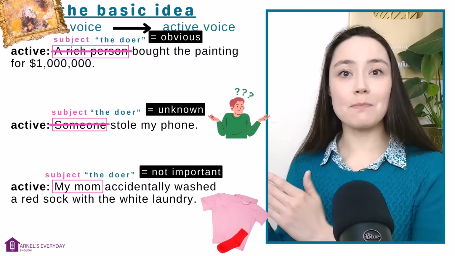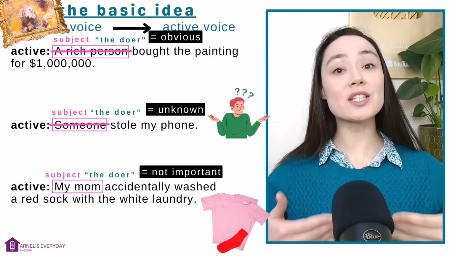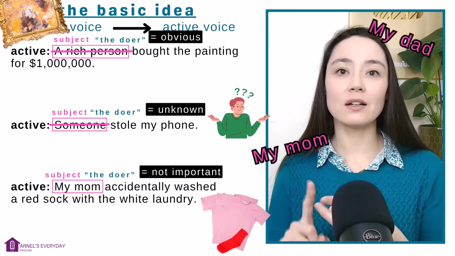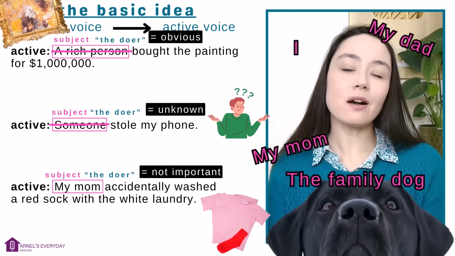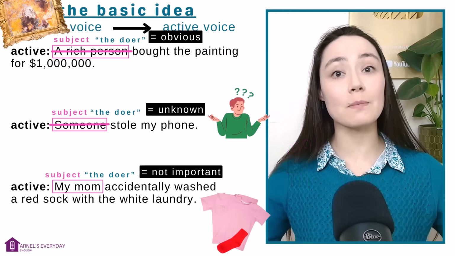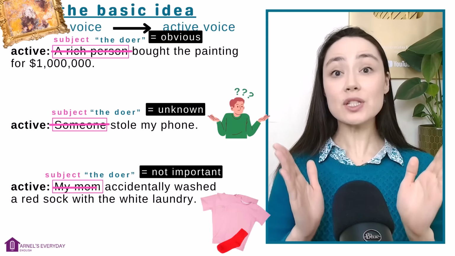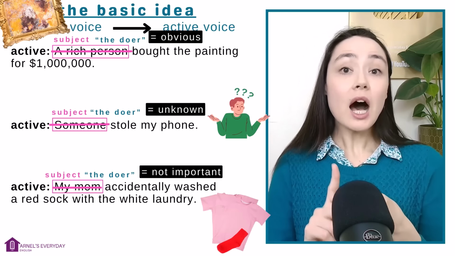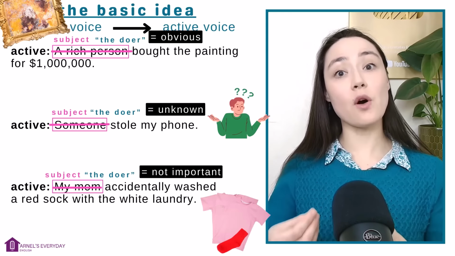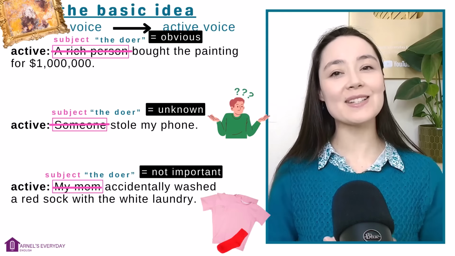Sometimes the subject is just not important. Do I mean my mom is not important? No, I mean the result is the same. My mom, my dad, I, the family dog. The subject is not important because the result is the same. We don't need this subject. If your subject is obvious, unknown, or not important, and we want to focus on the action or the result, we use the passive voice.